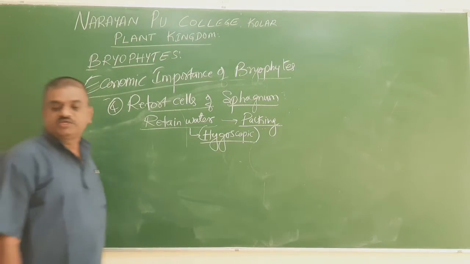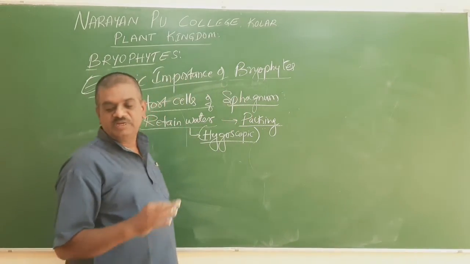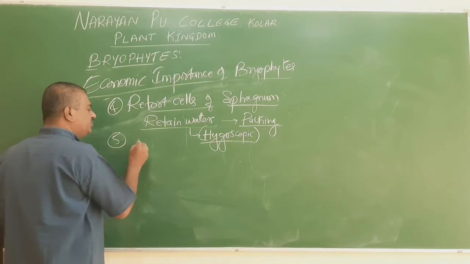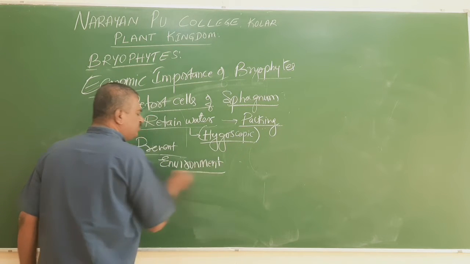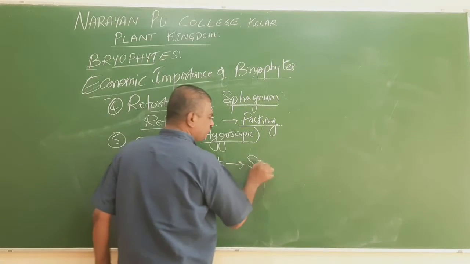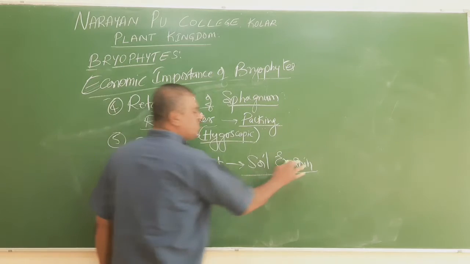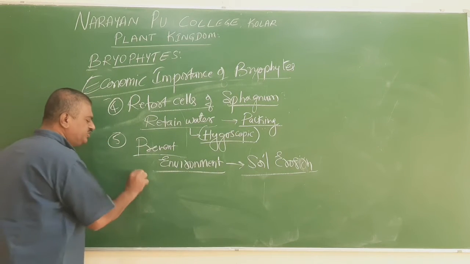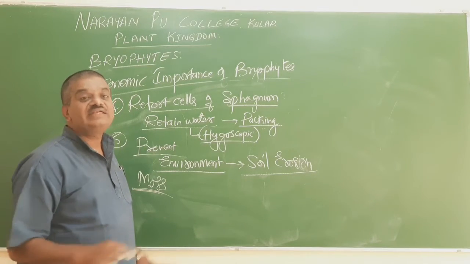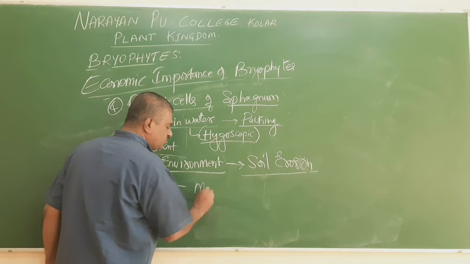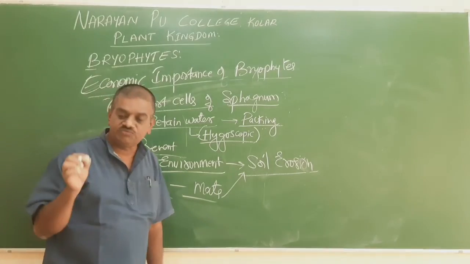So we go for the next point. The mosses always prevent environmental problems like soil erosion. We know that once mosses are continuously grown on the soil, immediately they form an intensive mat-like structure. Intensive mats are formed on the soil and it avoids soil erosion. So all these are called the economic importance of bryophytes.